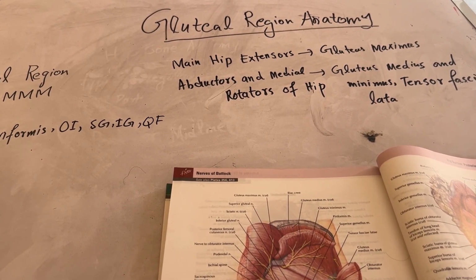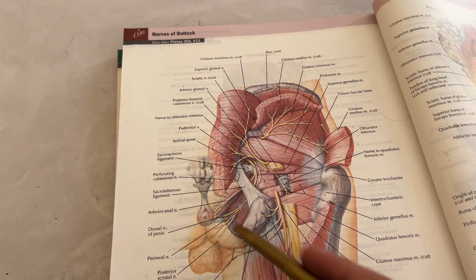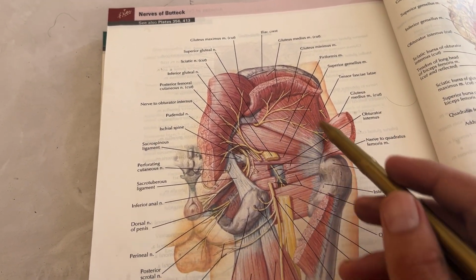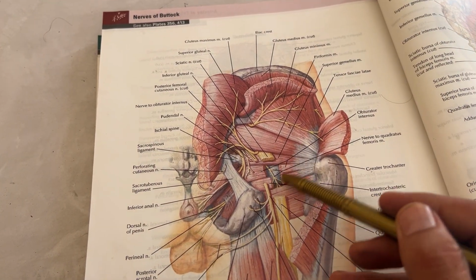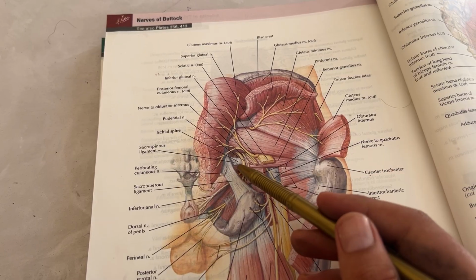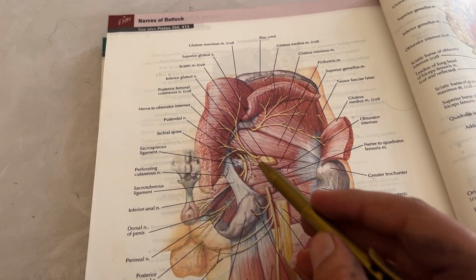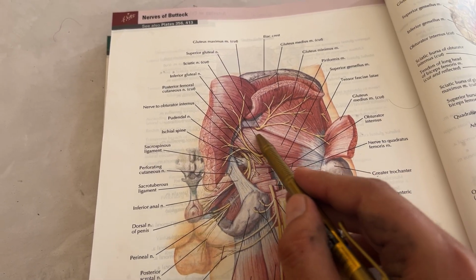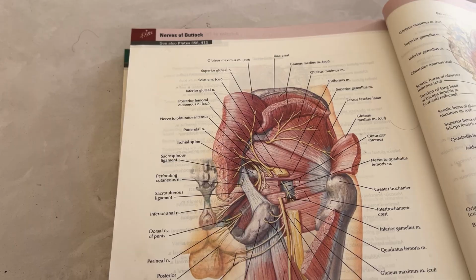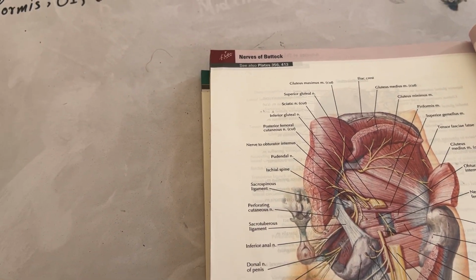Hello, let's discuss the anatomy of the gluteal region. This is the gluteal region. It has gluteal muscles, lateral rotators, ligaments, nerves, blood vessels, and the greater sciatic foramen. This is the greater sciatic foramen and the lesser sciatic foramen. So let's discuss. First we will discuss the gluteal muscles.